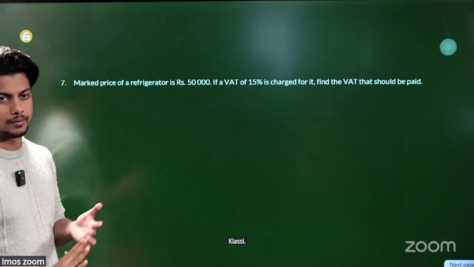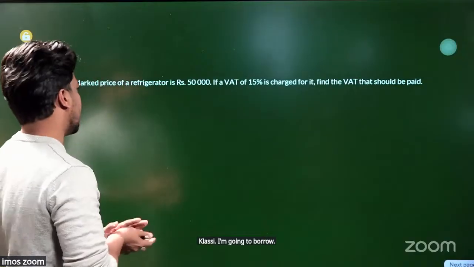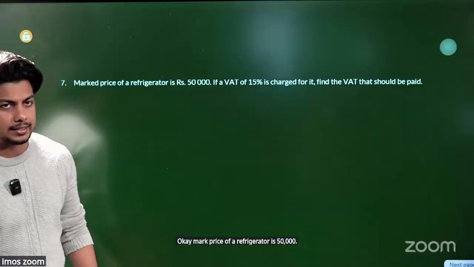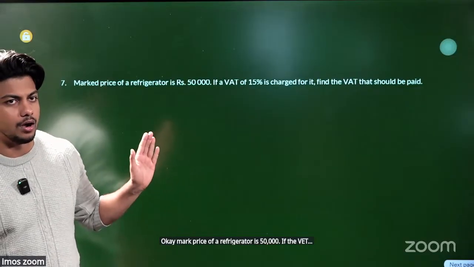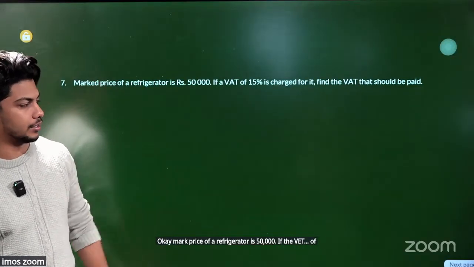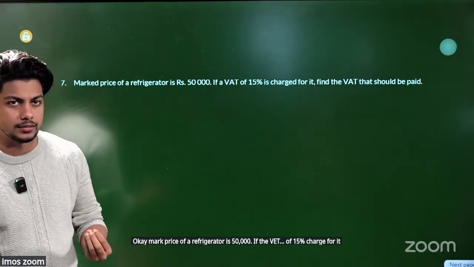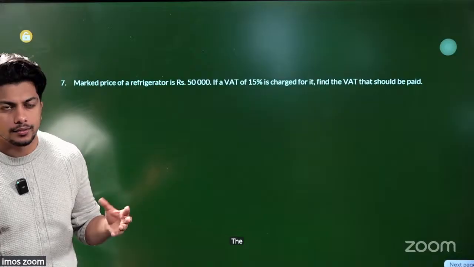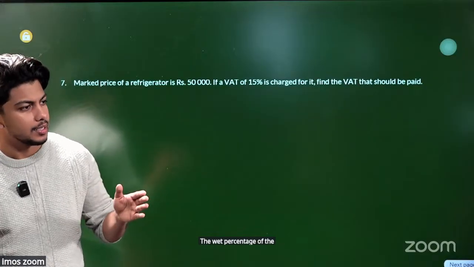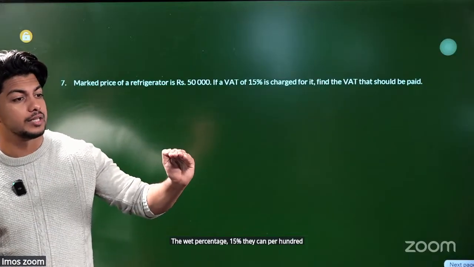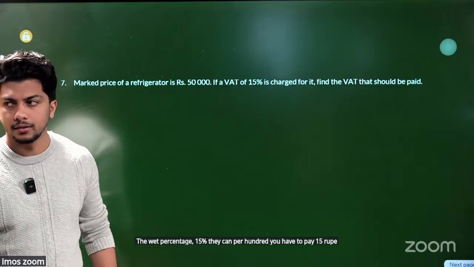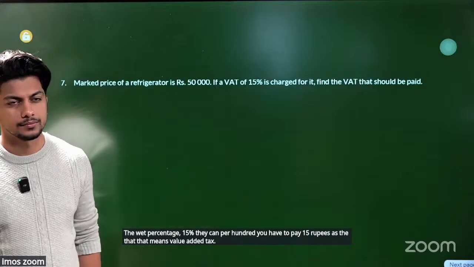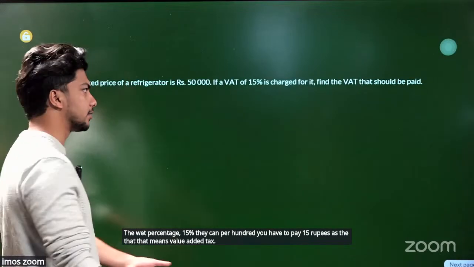Okay, the mark price of a refrigerator is 50,000. If the VAT of 15% is charged for it, find the VAT that should be paid. What is the VAT percentage? 15%. That means per 100 you have to pay 15 rupees as the VAT. VAT means value added tax. Right? So what is the VAT you have to pay for this?